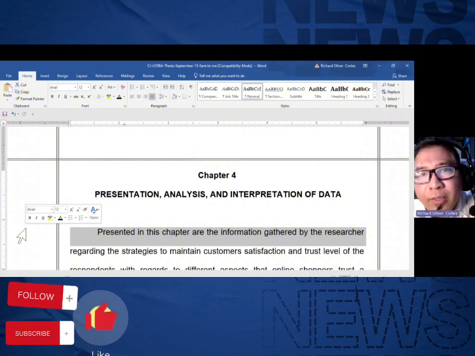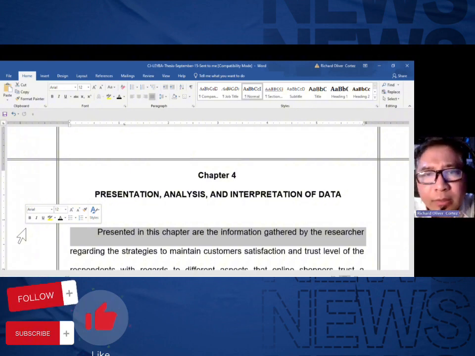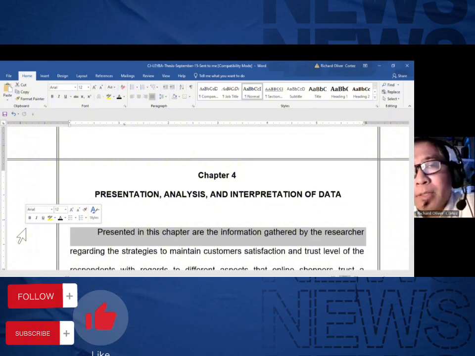We're going to discuss how you are going to write your chapter 4 based on your collected or retrieved data. During our last discussion, we discussed how you are going to present the table in your chapter 4, how you are going to tabulate the data using Microsoft Excel or the built-in tabulation sa inyong Google Form or MS Form.